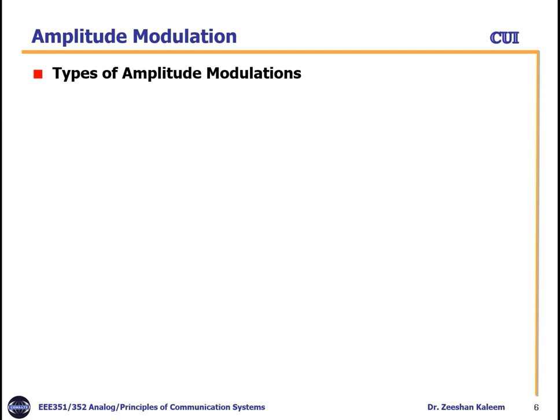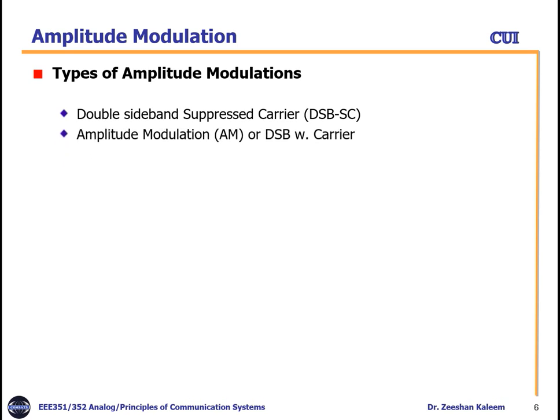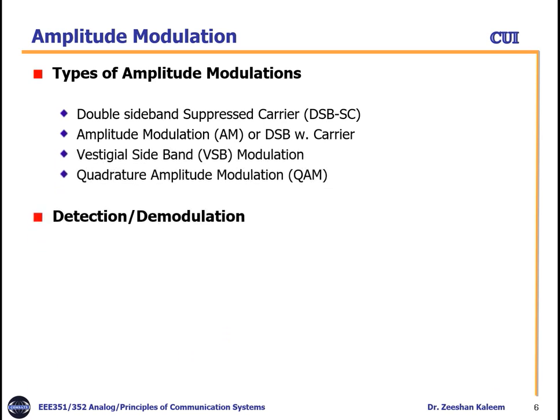This chapter will only focus on amplitude modulation, so we need to discuss the major types of amplitude modulation. First is double sideband suppressed carrier. Another is simply called amplitude modulation, or double sideband with carrier. Then there are vestigial sideband modulation and quadrature amplitude modulation. After modulating the signals, we need to detect or demodulate the signal. There are two types of demodulation or detection: one is coherent, the other is non-coherent. We will discuss these terms and schemes in detail.